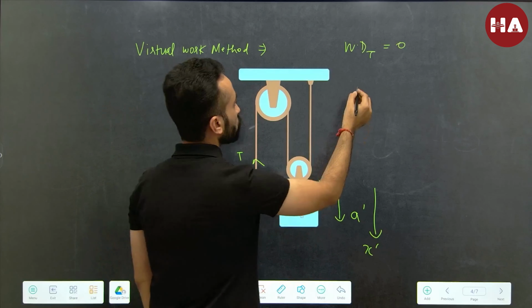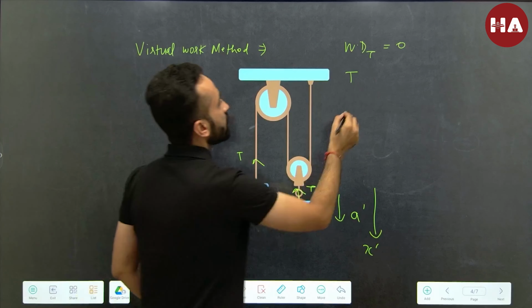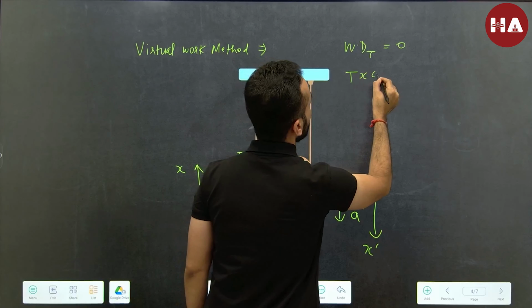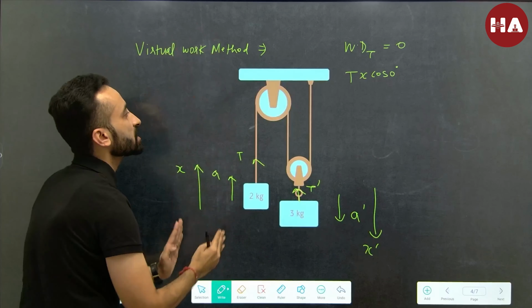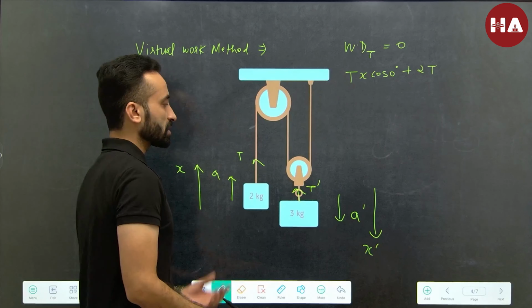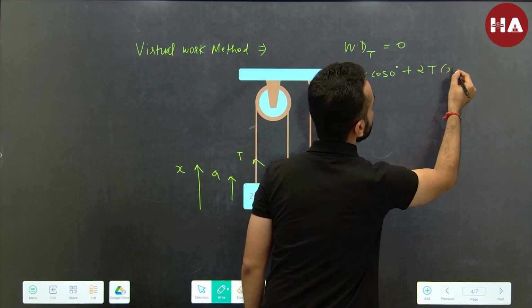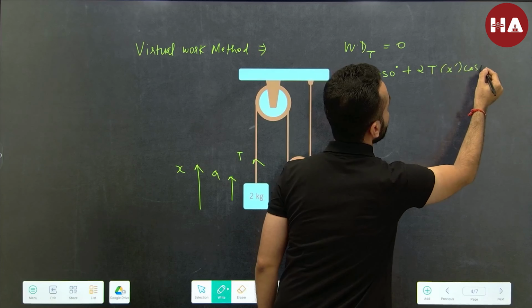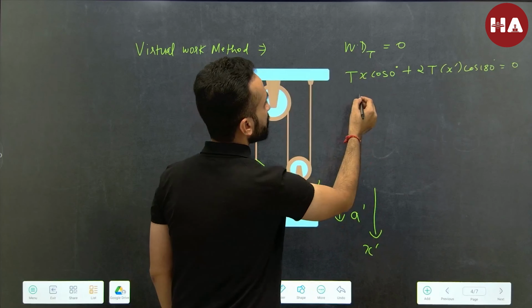So very quickly, for 2 kilogram, can we write force is T? Of course we can. Displacement is x, and then we would write cos 0. Why? Because force and displacement both are in the same direction. While for 3 kilogram, we will write the tension is 2T, because T dash is 2T, it's acting upwards, but the displacement is downwards, so we will write cos 180 and then equate it to 0. What does this give us?